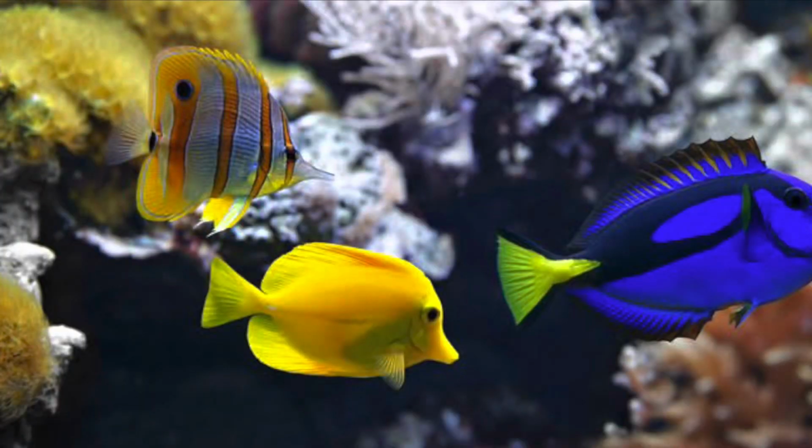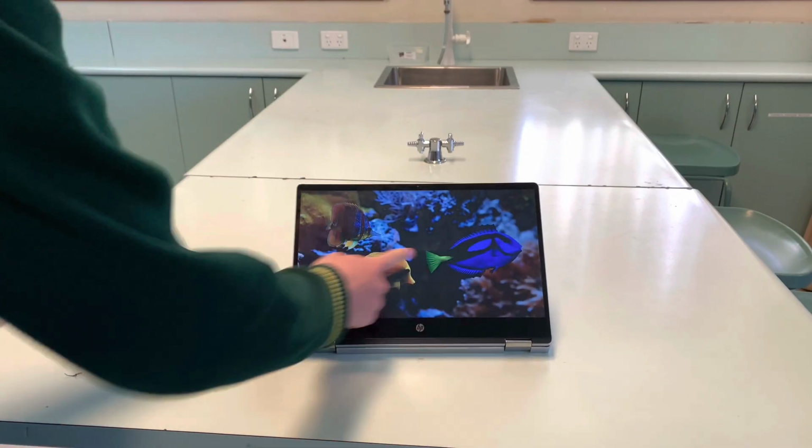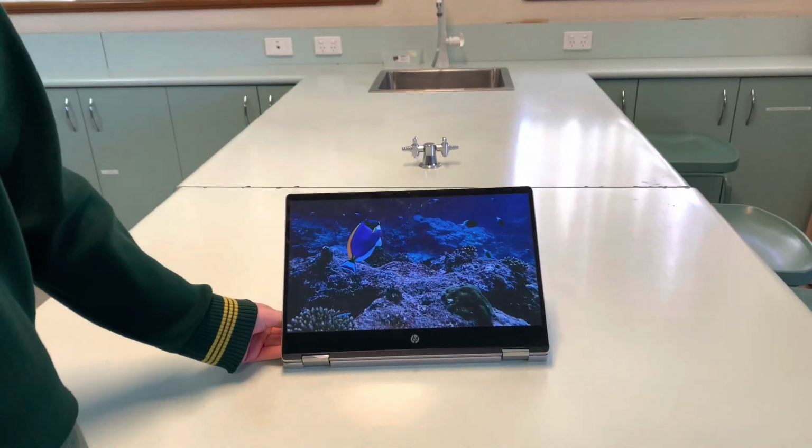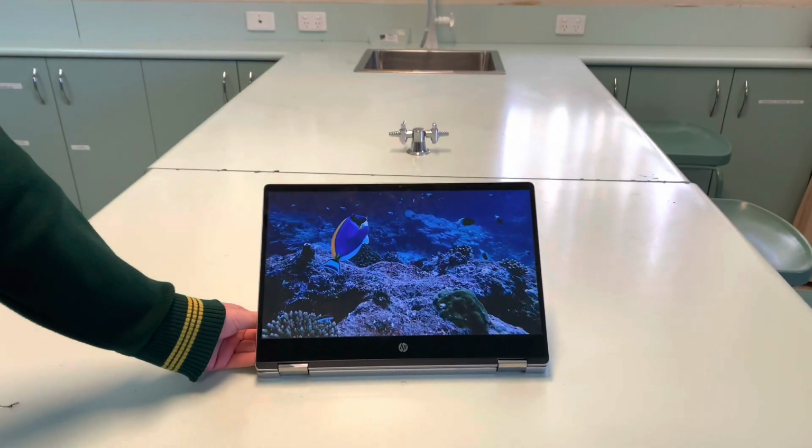This is a community of blue tang. It is a group of actually or potentially interacting species living in the same location. This is an ecosystem. An ecosystem consists of all the living and non-living things in an environment.